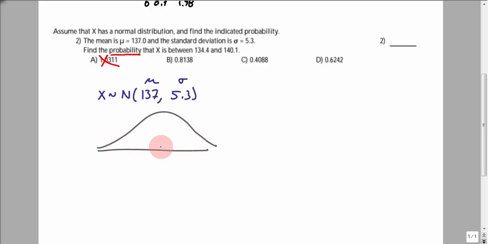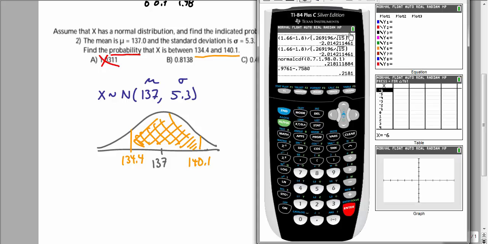There's several different ways to work this problem. We'll get started first of all by doing a quick little curve sketch. The mean is 137, the standard deviation is 5.3. We're going between 134.4, which is somewhere to the left, and 140.1, which is somewhere to the right. Between is this area that we have shaded right here. Like I said, there's several ways that we could work this. Let's go ahead and jump to our calculator first.